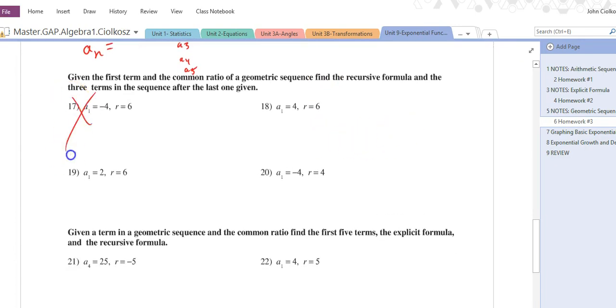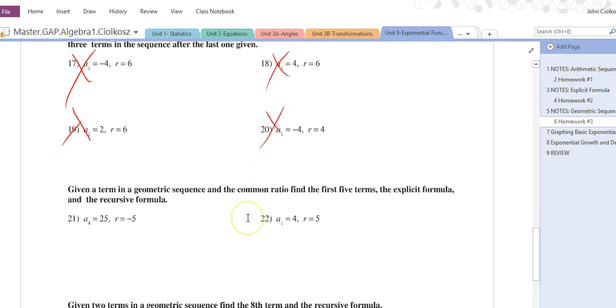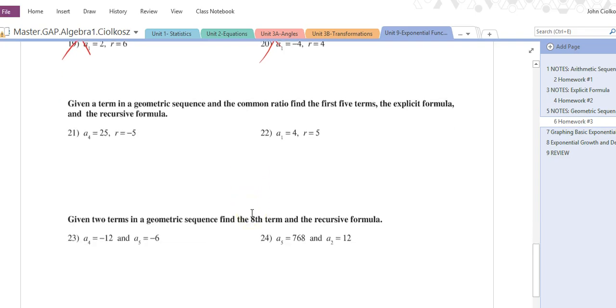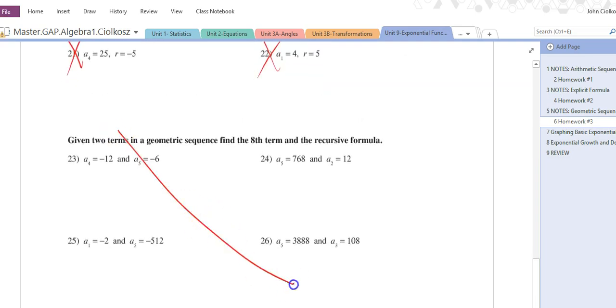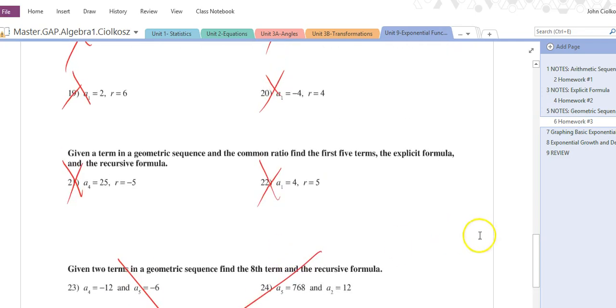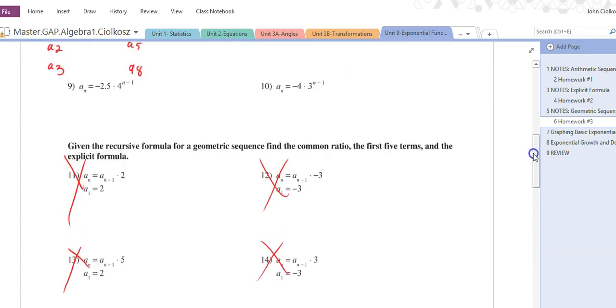We're going to go ahead and skip over these. And these. As well as all these. So pretty quick assignment. You're just doing the ones that we didn't cross out, essentially.